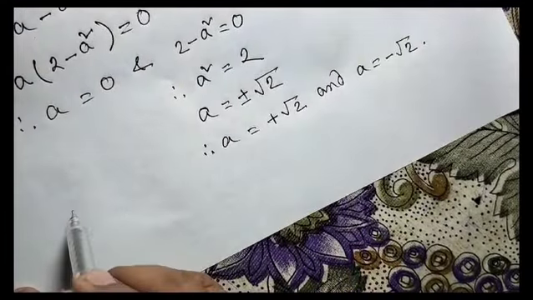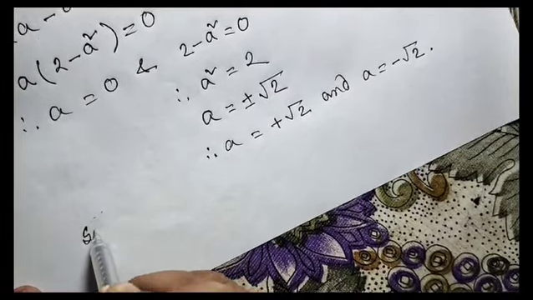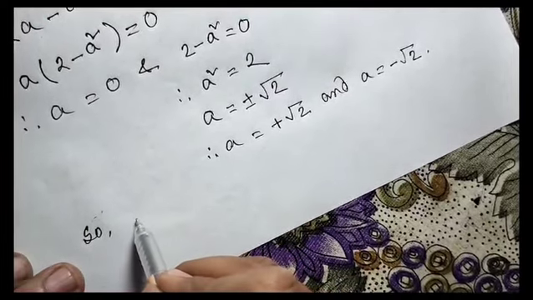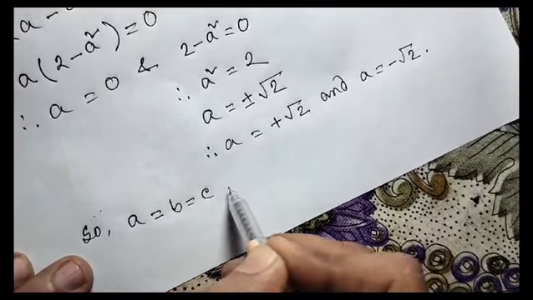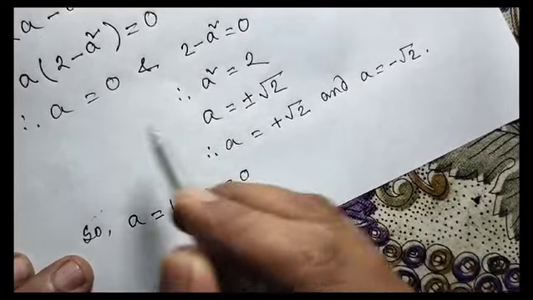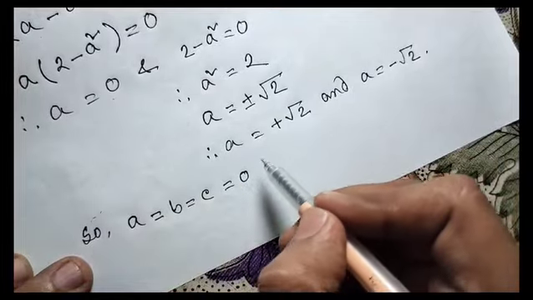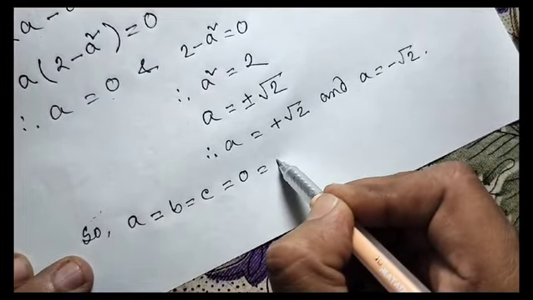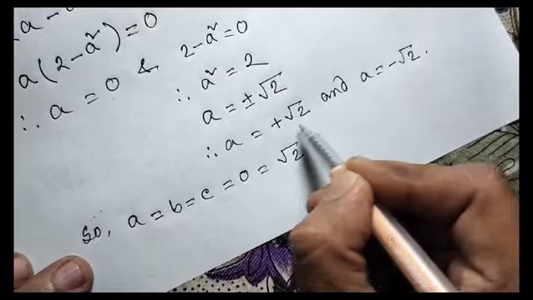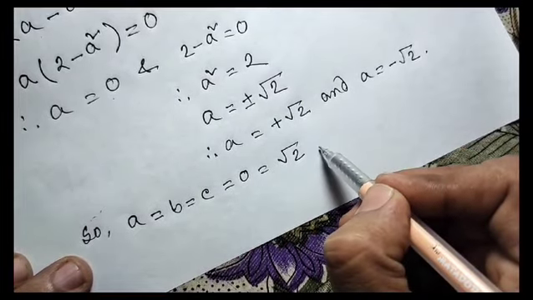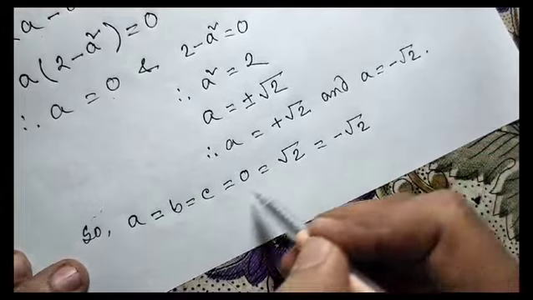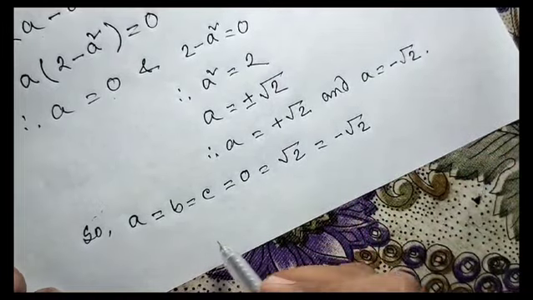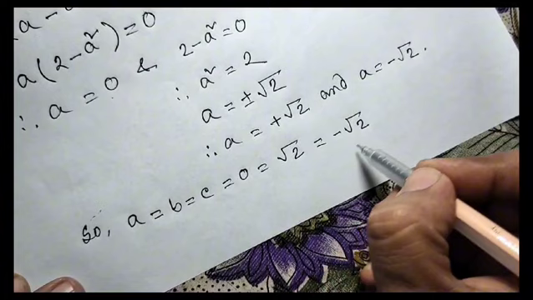So finally we can write a equals b equals c equals 0, or a equals root 2, or a equals minus root 2. We can find all of these. So this is the answer.